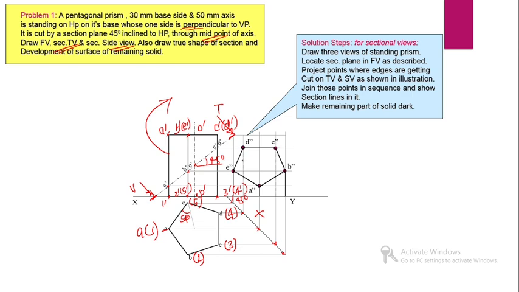Then invisible edges. Here in this is the side view. Then in that side view we can see that vertical edge D4 is invisible. C3 is also invisible. Then D4 and C3 must be in broken line. This edge and this edge must be in broken line.